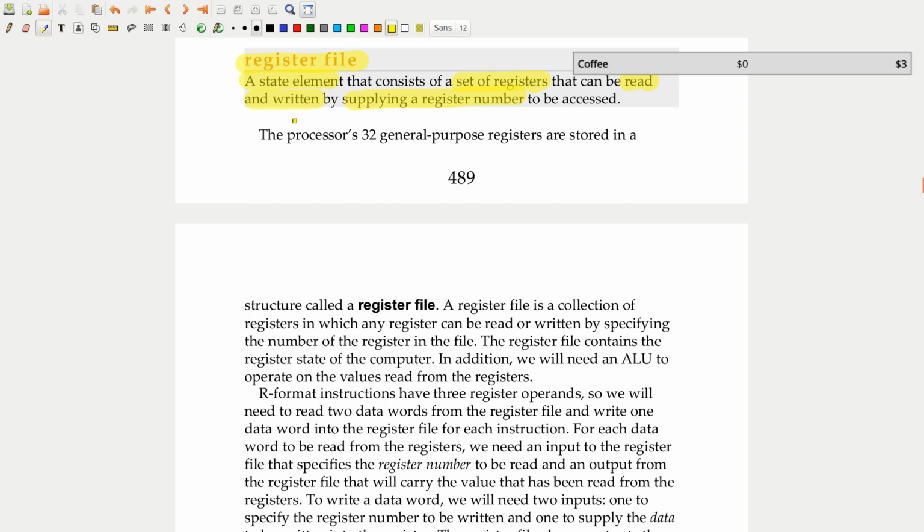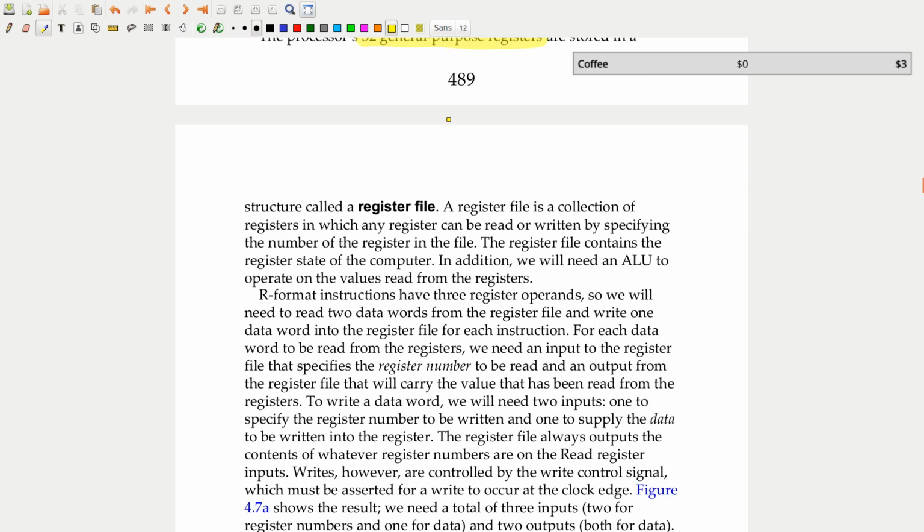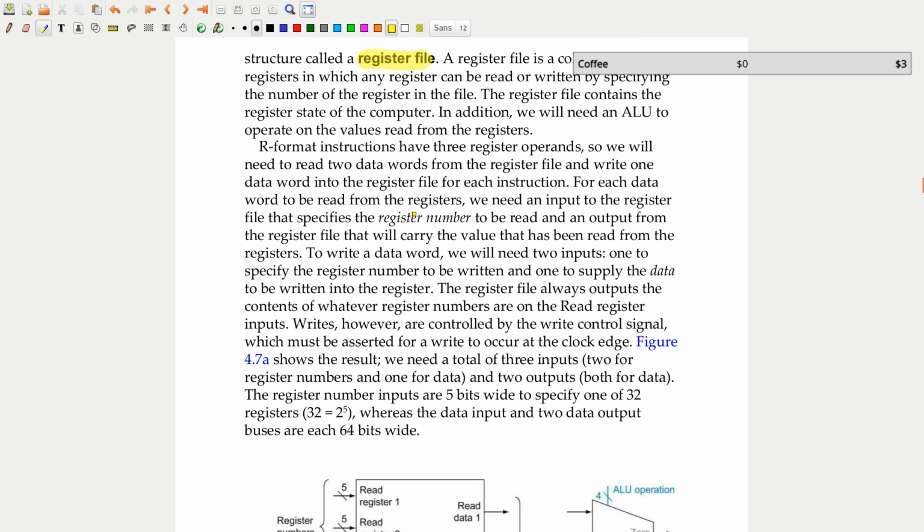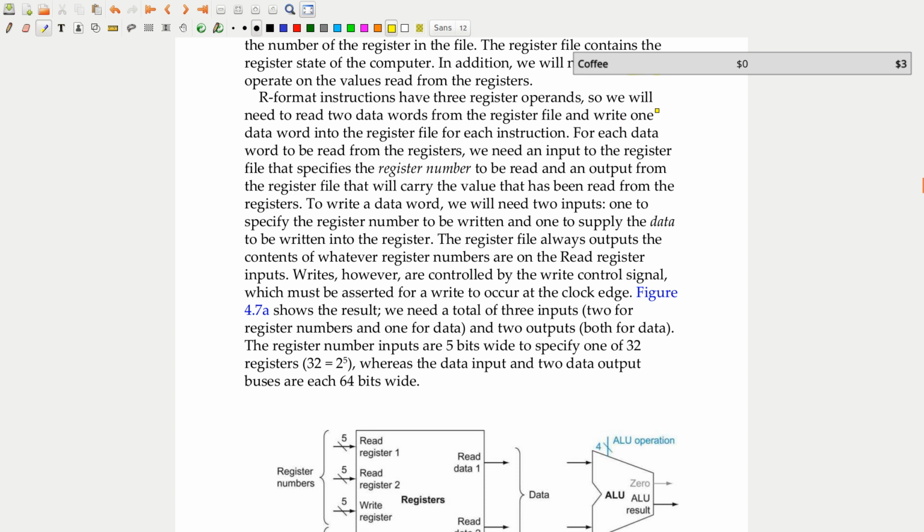And so for the processor that we are working on, this RISC-V architecture, we assume that we have 32 general purpose registers inside of this structure that we call a register file. As we said, we also need an ALU for these R-type instructions. We also need to talk about the R format instructions, which have 3 register operands: 2 that are inputs, and 1 that's for storing the result.